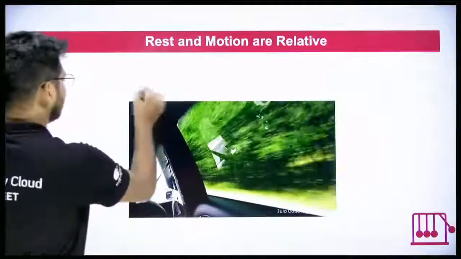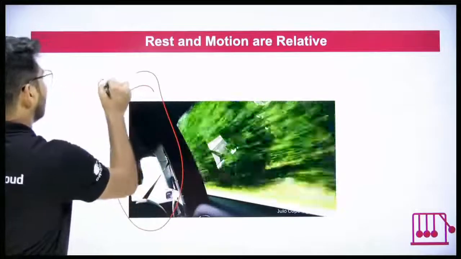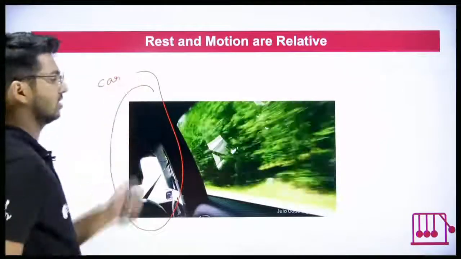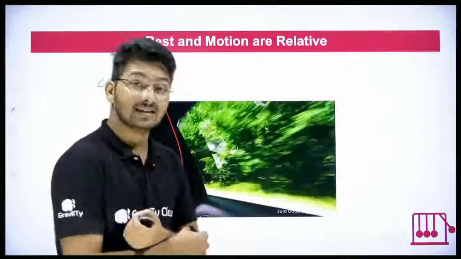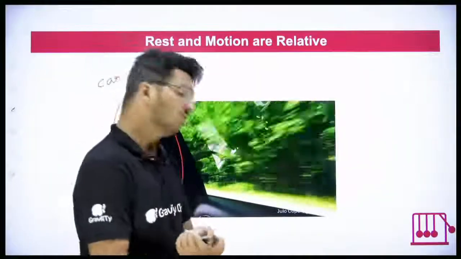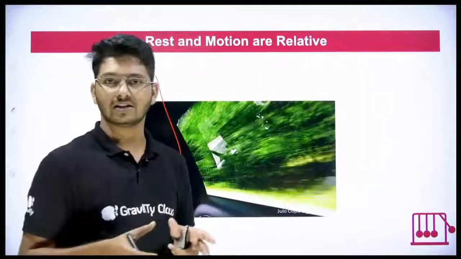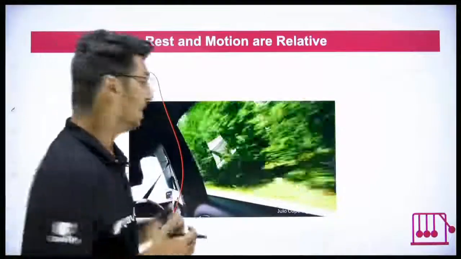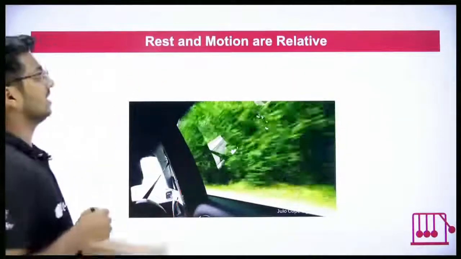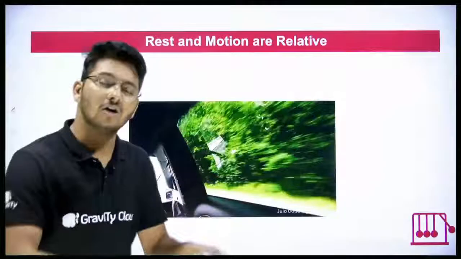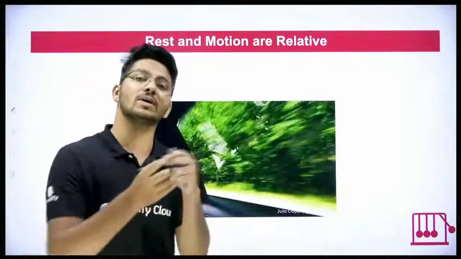Yes or no? So this is a car. You can clearly see that the car appears to be at rest. The trees are going back. The trees are traveling. Trees are moving. But does that happen? No. Trees are at rest, but we, or the car, will be in motion. Yes or no? So whether the tree is at rest or in motion depends on person to person.